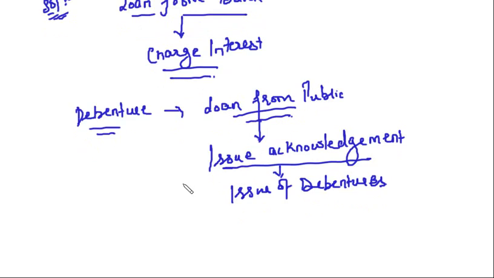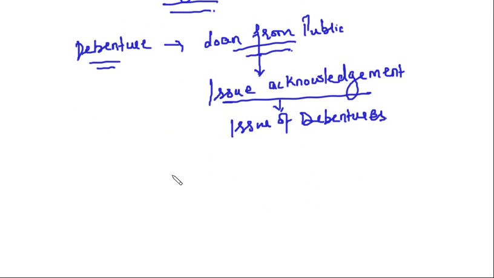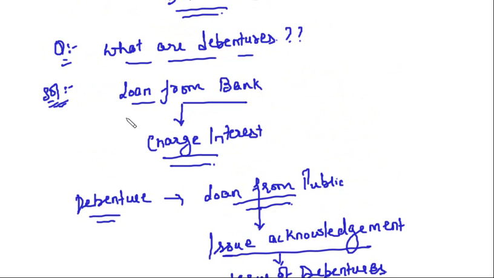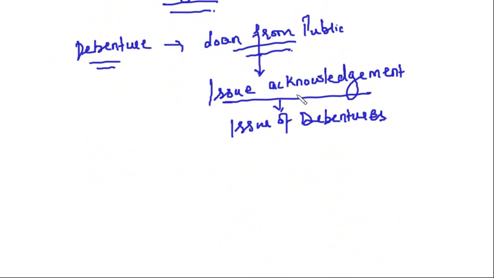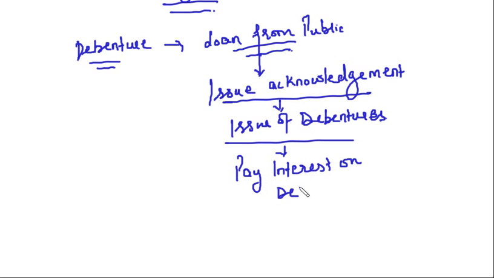Now you are using the money of the public. Will they give you this money free of cost? Was the bank giving you its money free of cost? No, it's charging interest on that money. Similarly, if you are using the money of the public, you will have to pay interest to the public on these debentures.